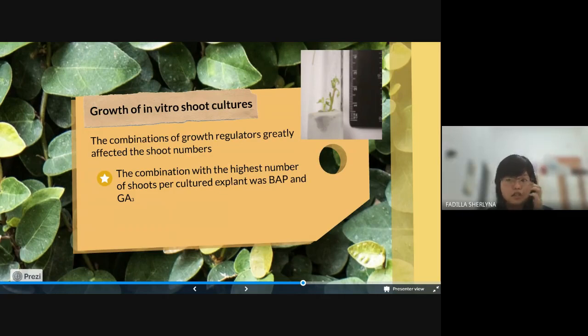However, in the shoot length, as the BAP concentration increases, the length becomes shorter. It might be due to its toxicity. As for the combinations of kinetin and glycine with GA3, it resulted in small and distorted shoots. Hence, the combinations of growth regulators and their concentrations have to be in control as they produce different results. Next.